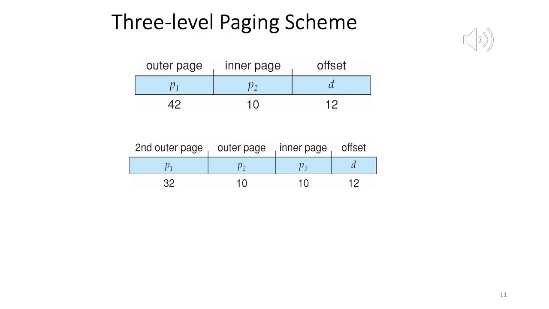In fact, they mention in the book that the 64-bit UltraSPARC machine requires 7 levels of paging, 7 levels of paging to translate each logical address. So clearly the number of memory accesses is huge. So you can see the trade-off here.